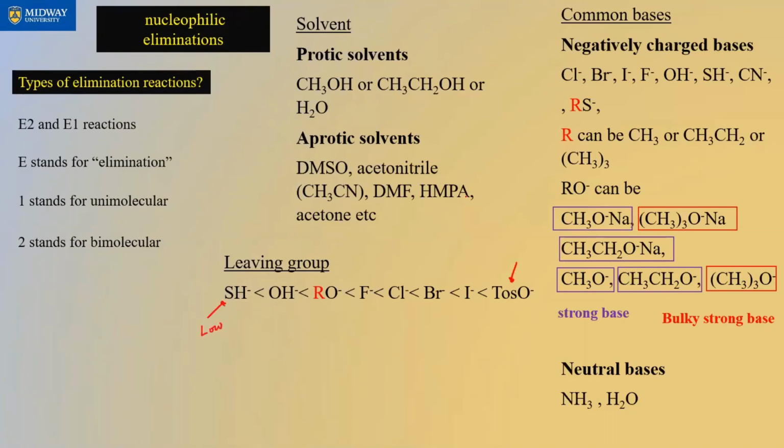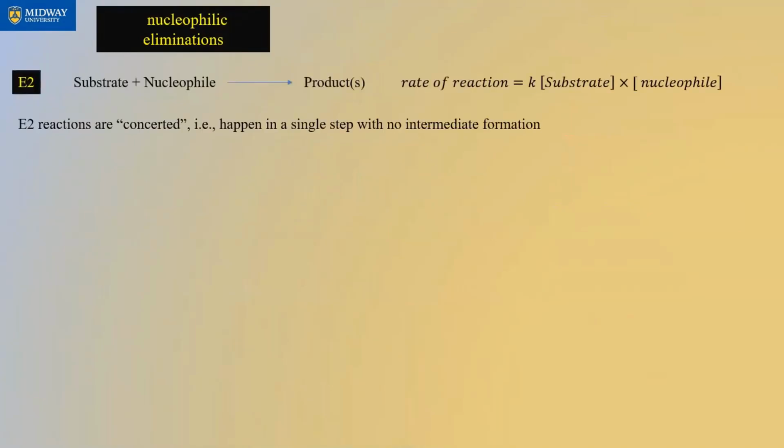Even here, a group is leaving, it's just not getting substituted. Once it leaves, it leaves a double bond behind. But the group still has to leave. So that's common between SN2, SN1, E1, and E2. All right, so for E2, I'm just going to run through this really quick.